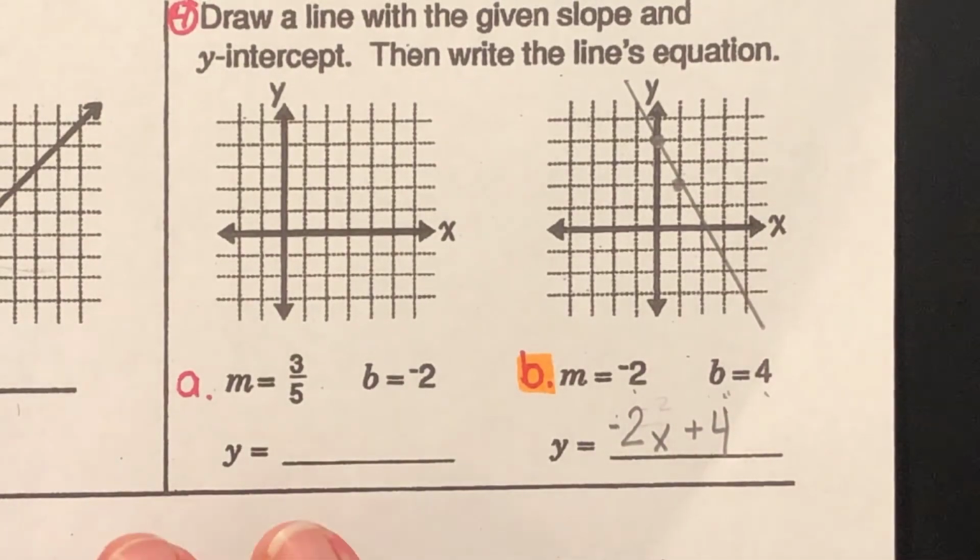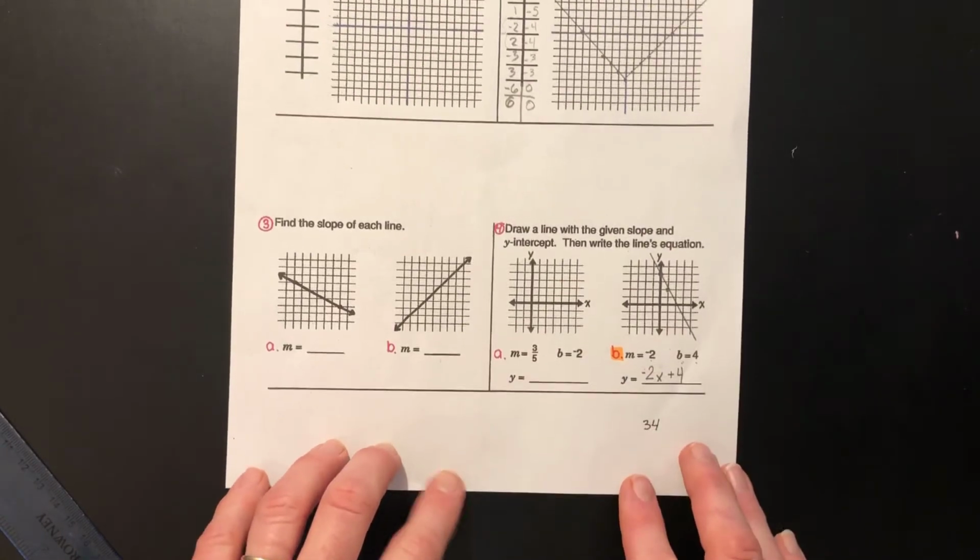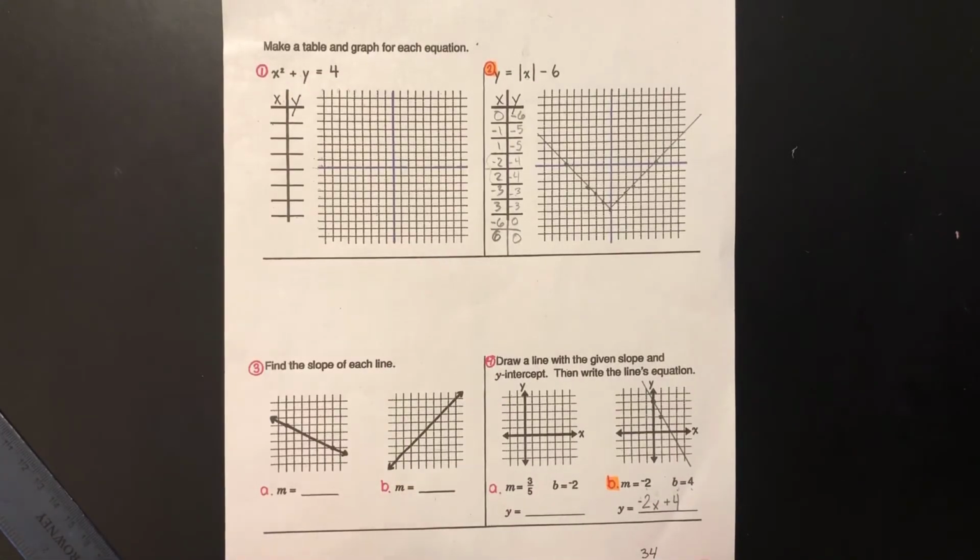On number 3, you're finding the slope. Number 4, you're doing the same thing as here, and you're graphing a parabola and not using a ruler. And when you finish that, you're done with this book.